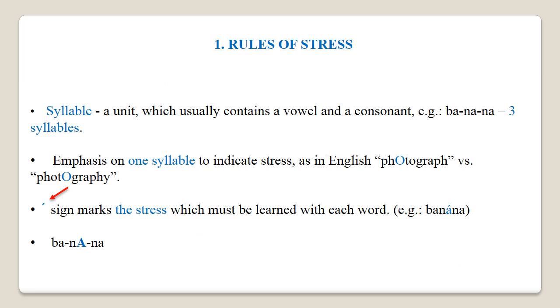In Russian, same as in English, words are split up in syllables, a unit which usually contains a vowel and a consonant. For example, the English word banana consists of three syllables, ba-na-na. In Russian, we always pronounce one syllable with more emphasis to indicate that it is stressed. Similarly, English words also have stressed syllables, where one syllable will be pronounced more strongly than the others. Consider the difference between photograph and photography.